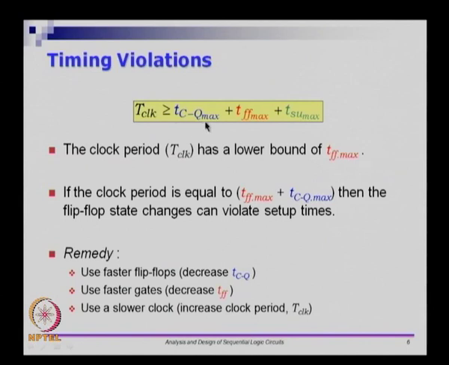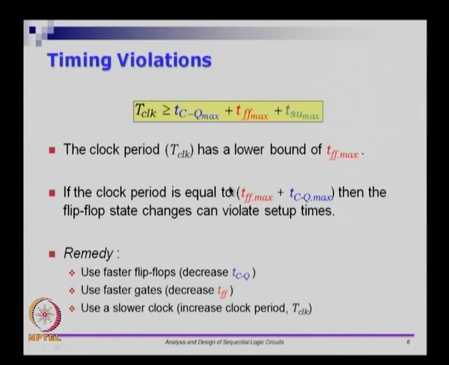So the first thing is T clock is bounded by TFF max. Your clock should be at least greater than that. However fancy your flip flop is, the flip flop only controls TCQ and TSU. So instead of a D flip flop, if I use a T flip flop, or I get a better design for a D flip flop and so on, it can only change C to Q and setup. TFF max is a function of the combinational logic that you used. So T clock has a lower bound of TFF max. It should be at least TFF max first of all.